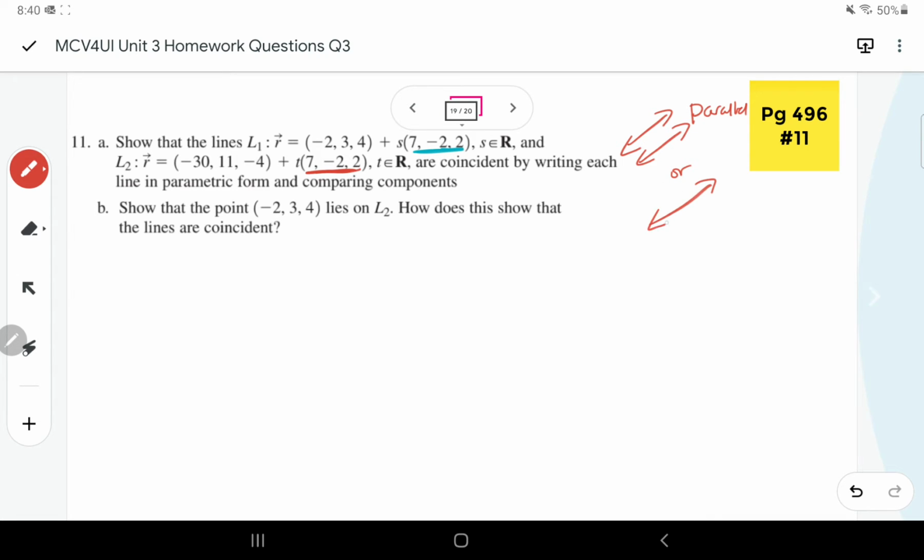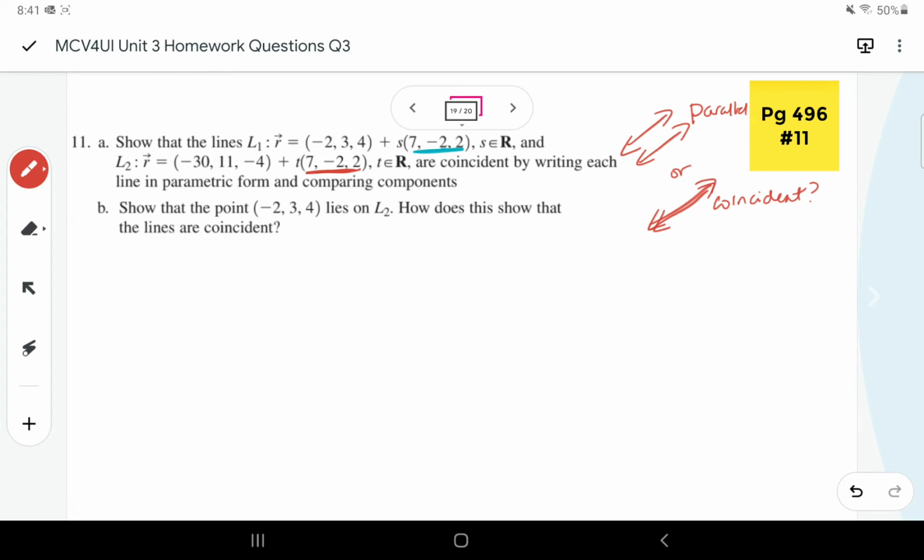So we basically want to see, are these lines parallel or are they coincident? Is it like two lines exactly the same? That's what we're trying to figure out. We know that they're not going to intersect at one point because they have the same direction vector or a scalar multiple of the direction vector.